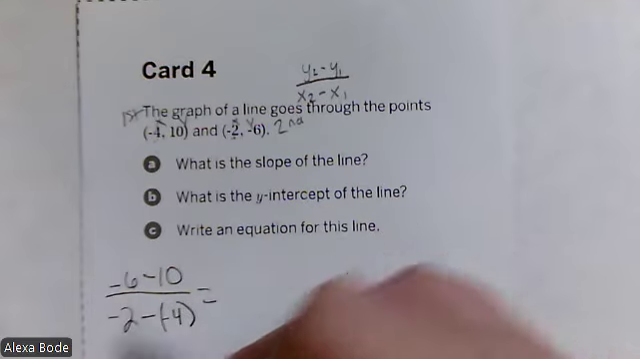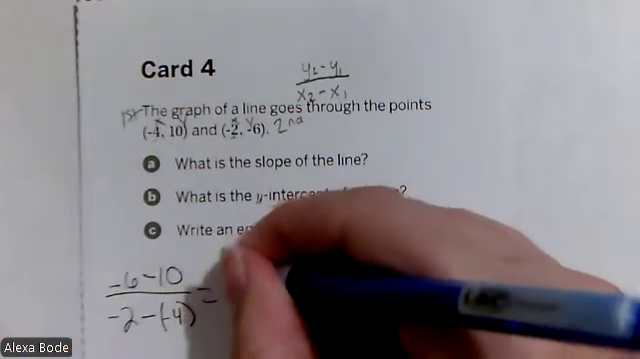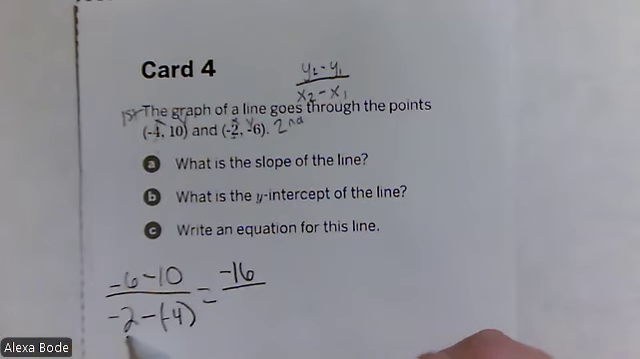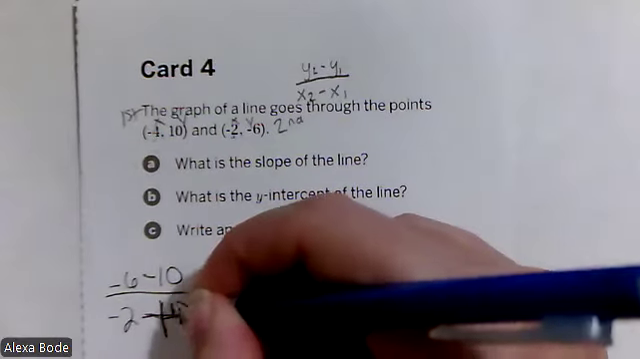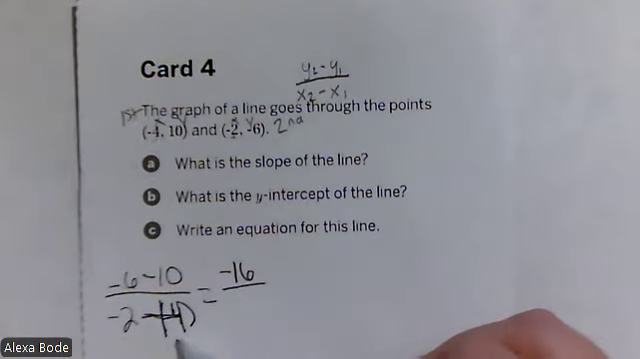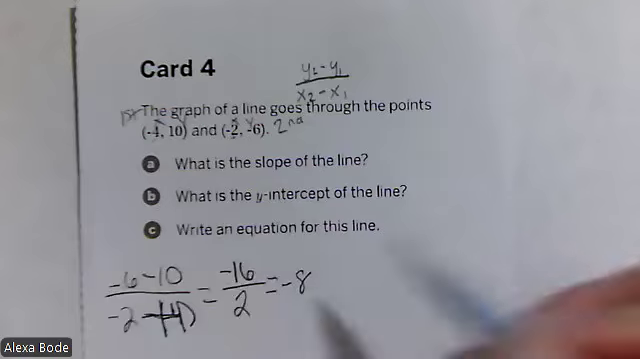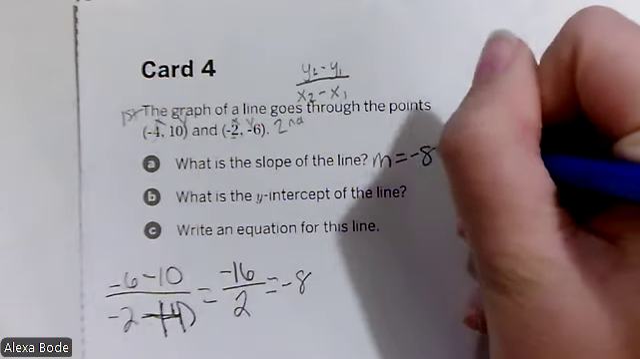And then we can just subtract straight across. So -6 minus 10 is -16. -2 minus -4, minus a negative becomes plus a positive. So -2 plus 4 is +2. -16 divided by 2 is -8. Okay, so our slope is -8.